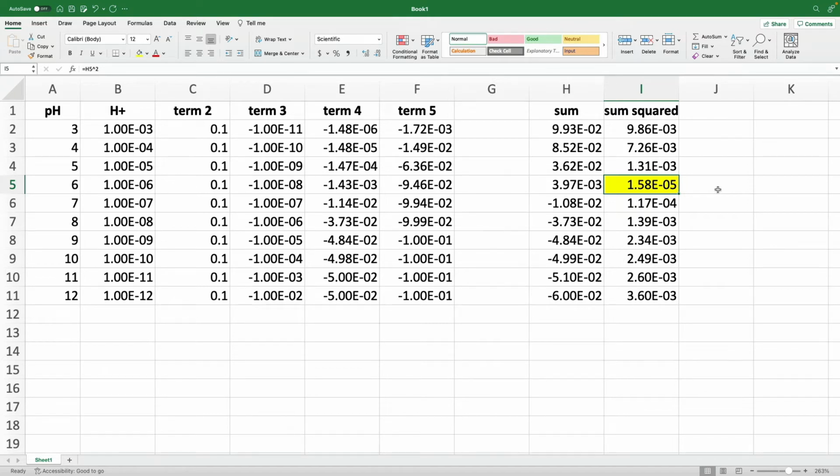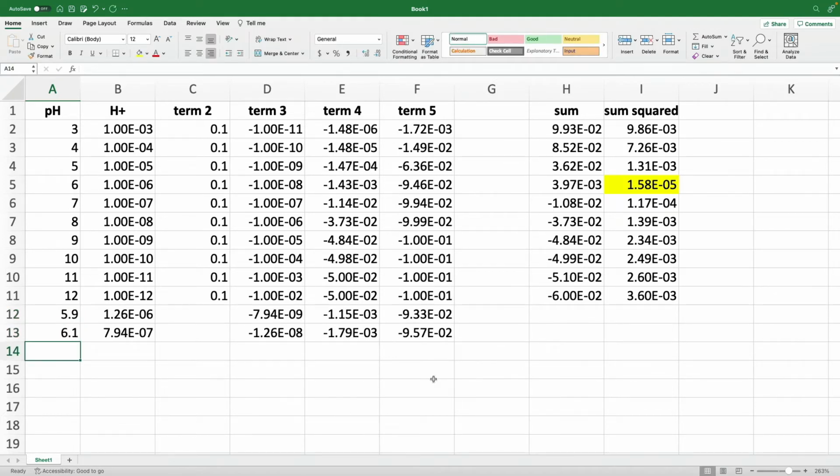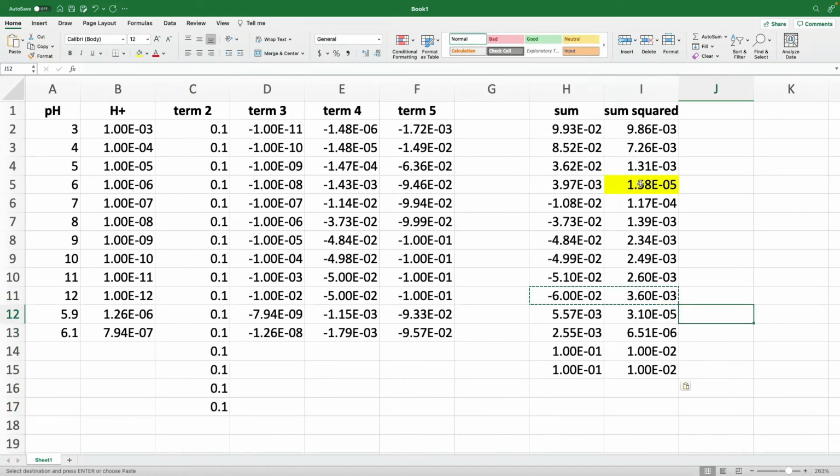So the question then becomes, is it exactly pH 6? Or is it slightly more acidic than pH 6? Or is it slightly less acidic than pH 6? So this is why I use the pH. We can now enter pHs that are close to pH 6, like 5.9 and 6.1. Let's cut and drag these down. So this is the one we're trying to beat, 1.58 times 10 to the minus 5th.